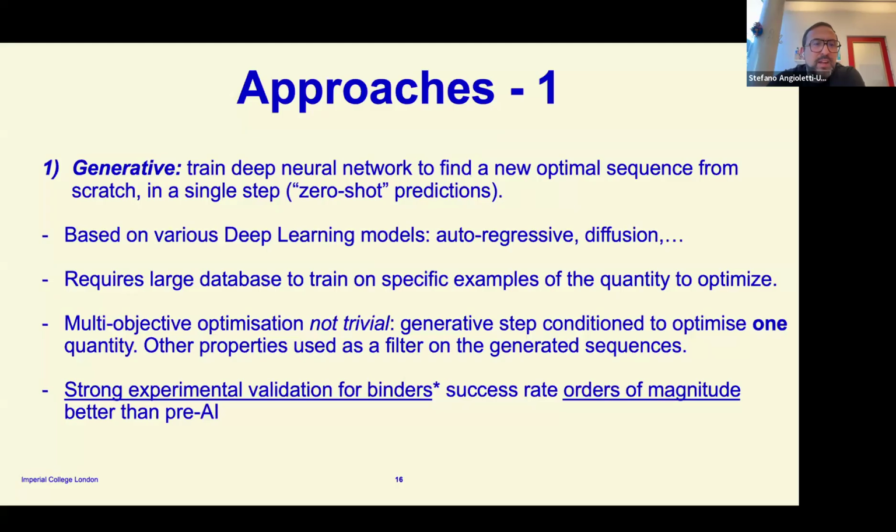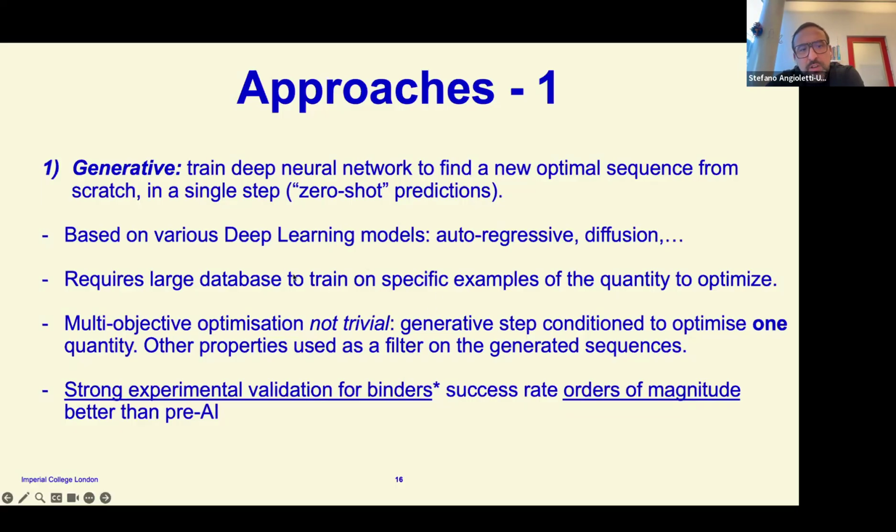Generative approaches can be based on various types of deep learning models. Typically we see autoregressive models. For example, ChatGPT is an autoregressive model, but you also have diffusion models. Diffusion models are those, for example, that are used in applications like Sora to make videos or to make pictures from text.